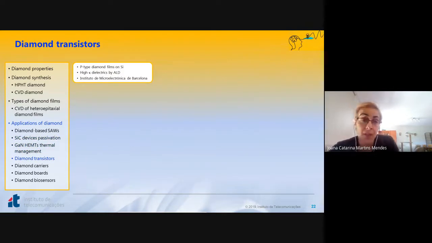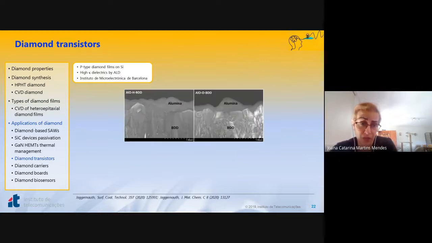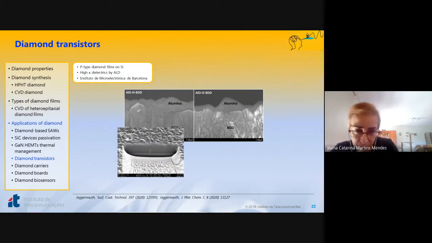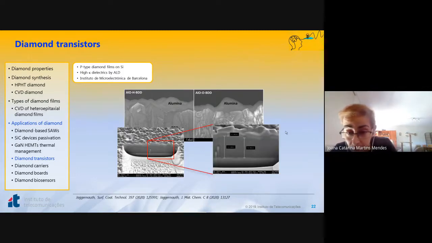Another topic is the fabrication of diamond transistors. So we just deposit P-type diamond films on silicon, and then we try to deposit high-K dielectrics like alumina, titanium oxide, and tantalum oxide on the surface of the diamond film by ALD. Here you see a cross-section, an FIB cross-section, and then higher resolution, same image here. So this is also a bit preliminary work.